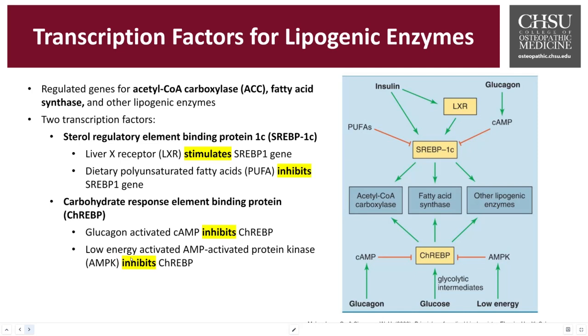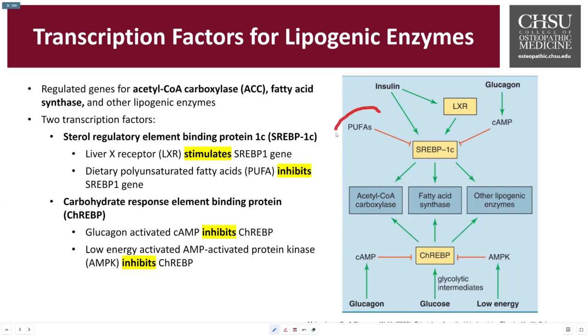Insulin is known to stimulate fatty acid synthesis. However, on the other side, glucagon acts to inhibit this. So this balance of sugar intake and sugar depletion is really important for maintaining the balance of fatty acid synthesis and storage and proper lipid metabolism. On the right, you can see a picture showing you how this interaction works.